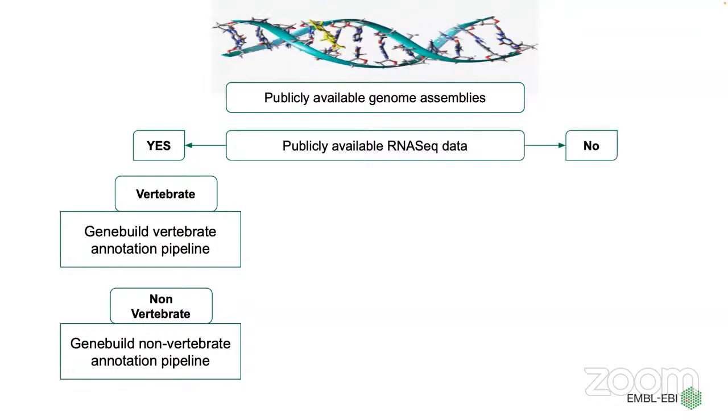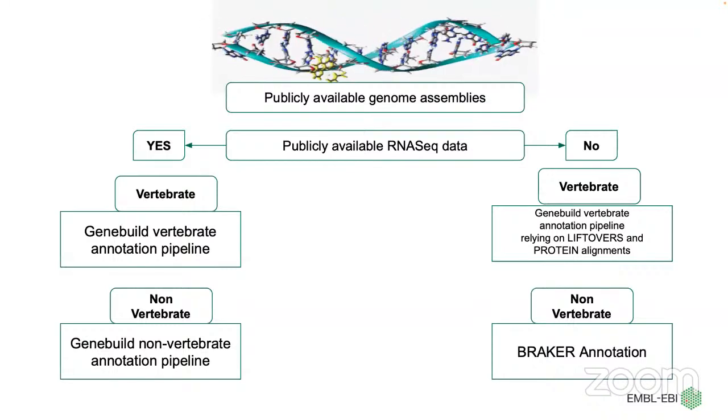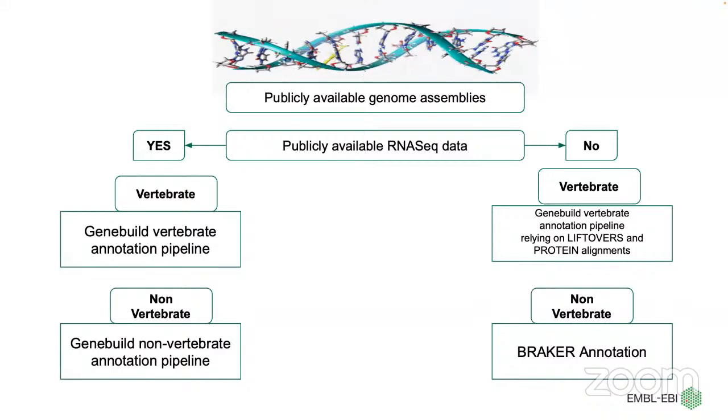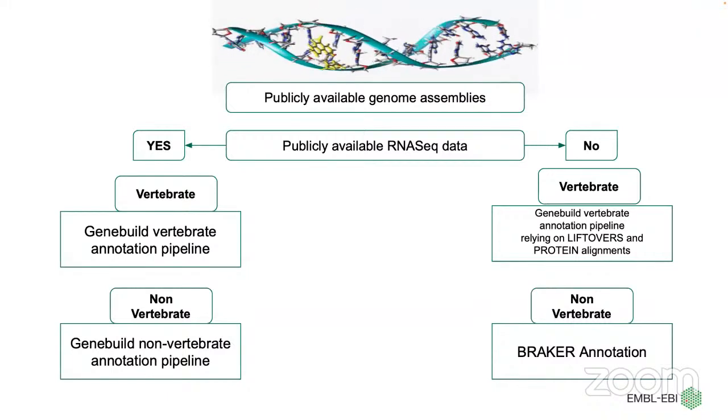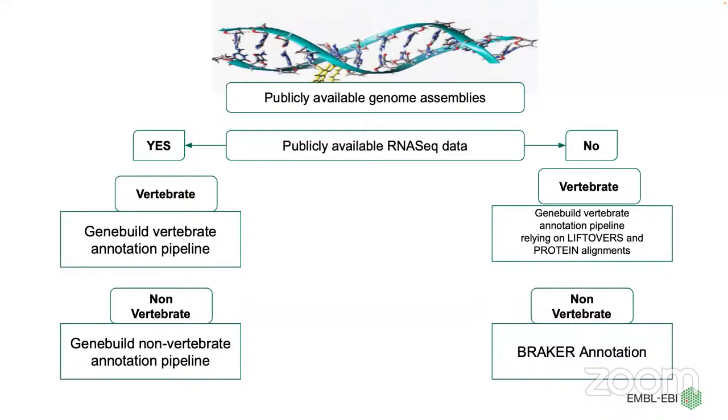And in case the RNA-seq data is not available and we are doing a vertebrate annotation, we still rely on our annotation pipeline, but since the RNA-seq data is not available, we rely majorly on liftovers and protein alignments.